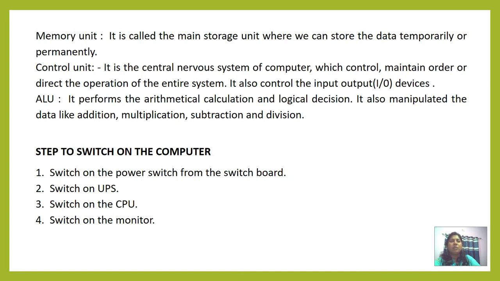Now we are going to start with the steps to switch on the computer. So what is the procedure, how do you switch on your computer? First of all, you have to switch on the power from your switchboard. Then you have to switch on the UPS, and next switch on the CPU. Then switch on your monitor. After some moments, it will start the system with the Windows operating system or any other operating system.